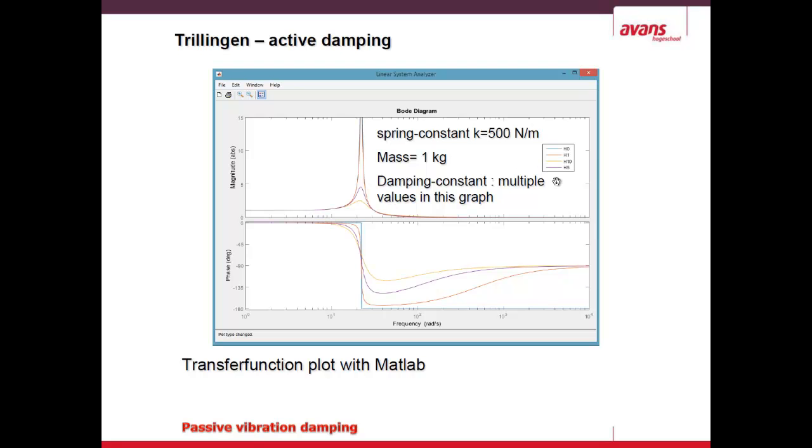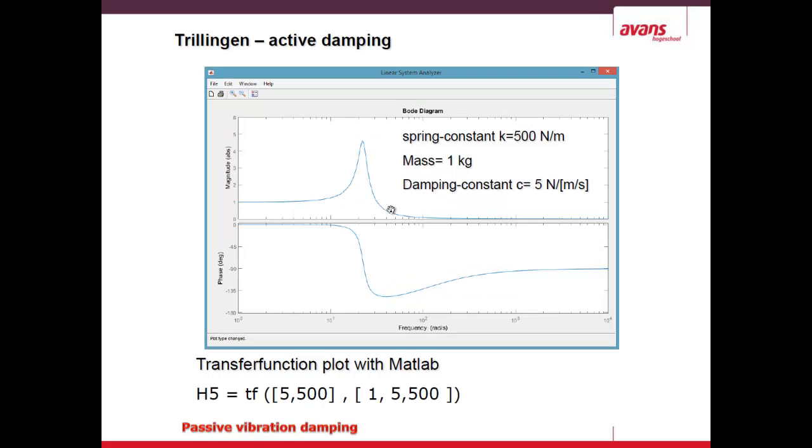So here there are four plots, and the blue one has a damping of 0, which means that the response in the natural frequency will be infinite. So the blue line, you can hardly see it over here, goes to an infinite value. And this is the transfer function of a plot of a damping constant of 5 Newton per meter per second. And that's the situation I've also created in SolidWorks Motion.